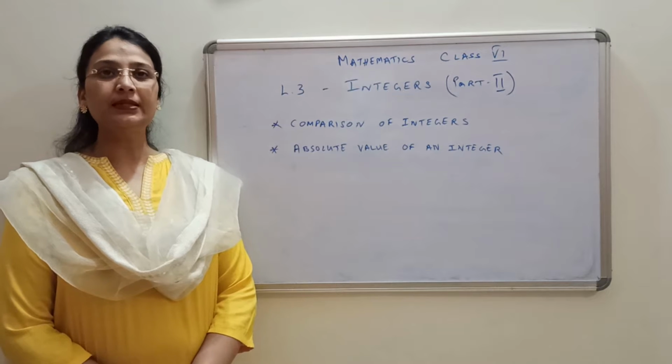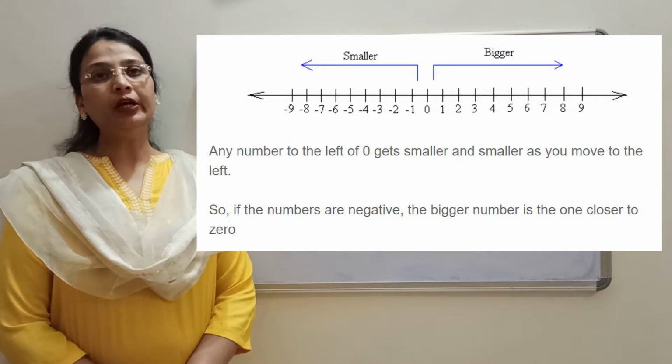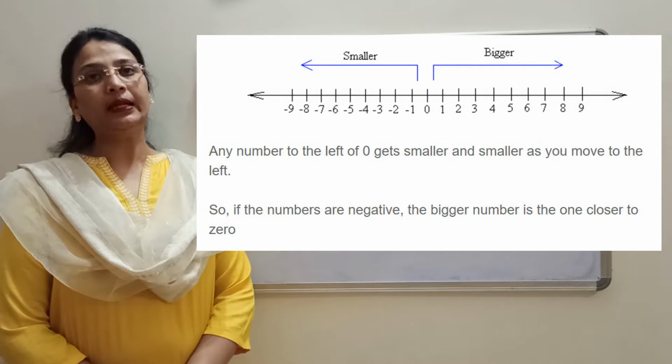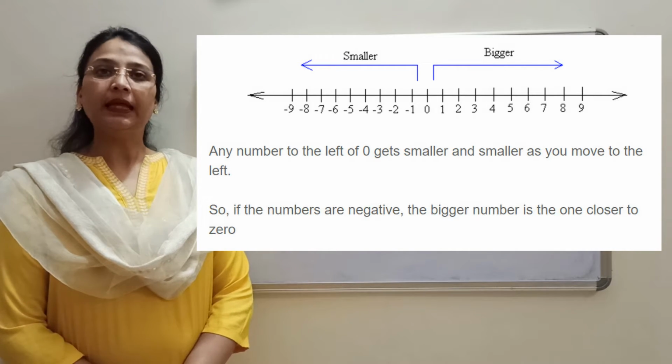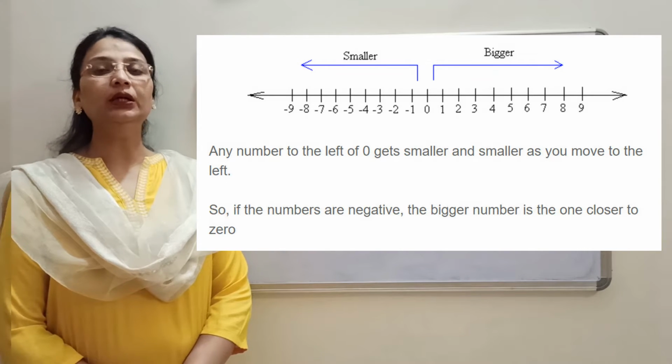The first topic is comparison of integers. Rule 1: If we represent two integers on the number line, then the integer on the right is greater than the one on the left.